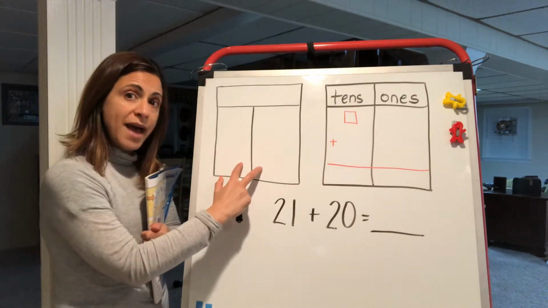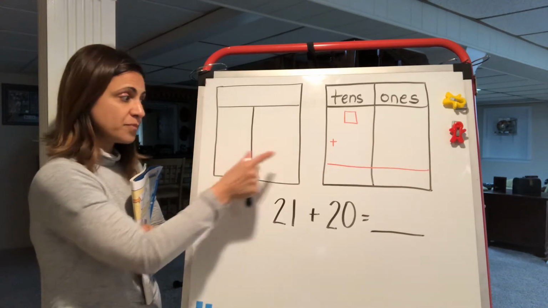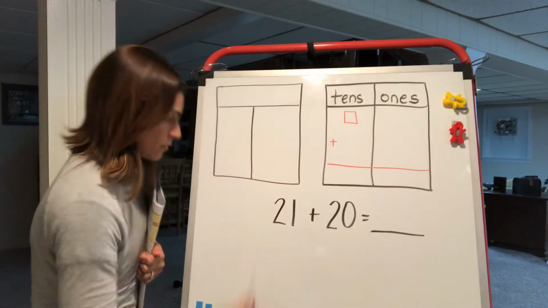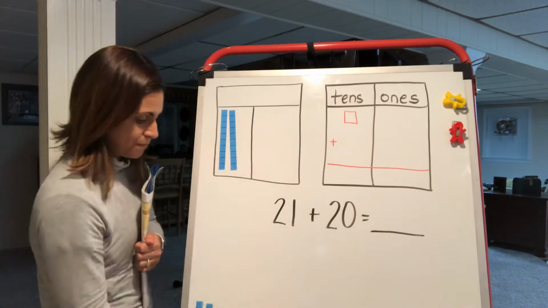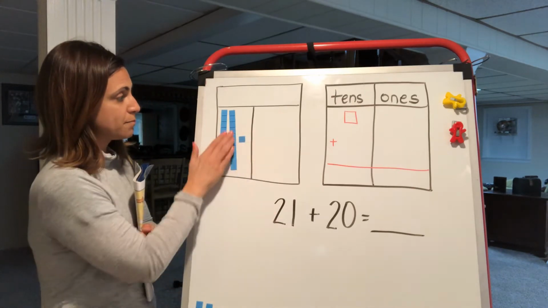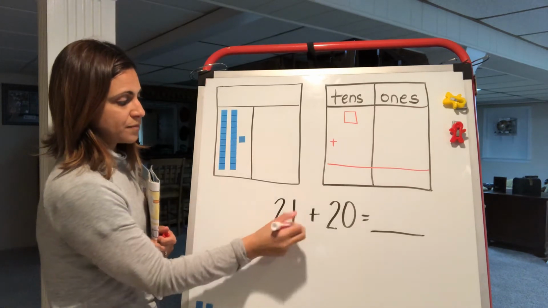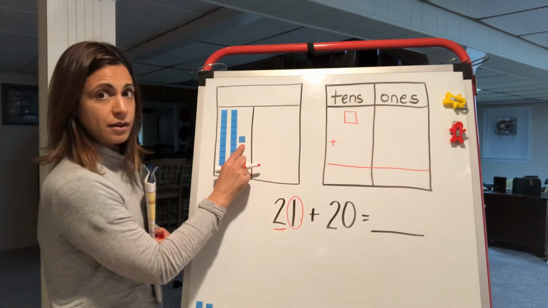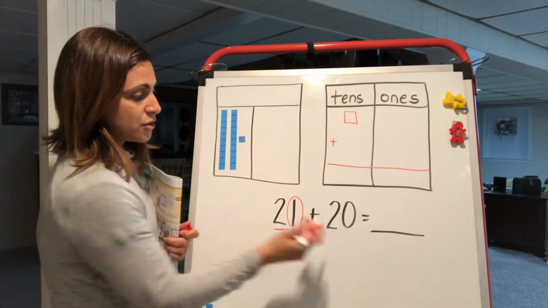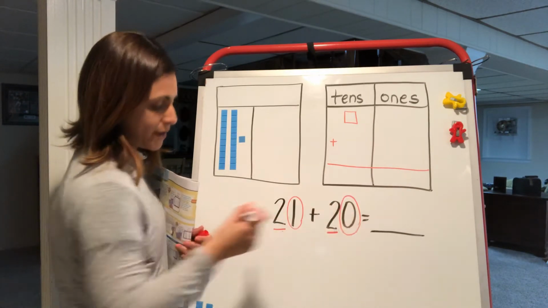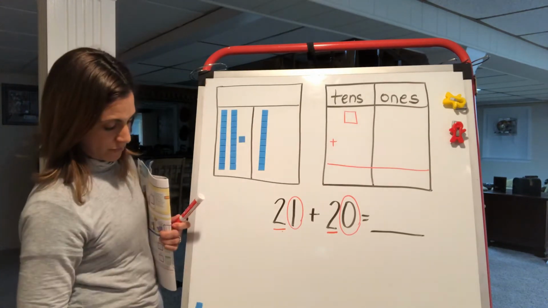So I'm adding them, just like we did earlier this week. I'm going to use the part whole mat to represent these two numbers. Now remember, 21 is going to go here, because that's one part, and 20 is going to go over here. 21 has two groups of 10 and 1 one. In 20, I see 2 groups of 10 and 0 ones.